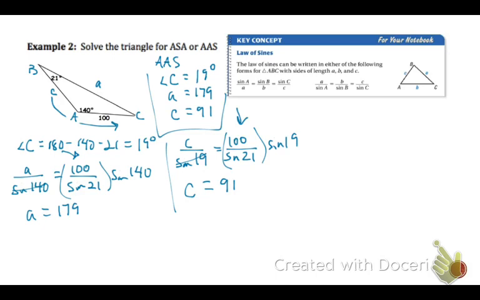Now check for reasonableness. So our sides in order from smallest to largest are C and then B and then A. So the angles should go the same way in order. So angle C is the smallest at 19, then B, which is 21, then angle A, which is 140. And then you have solved the triangle.